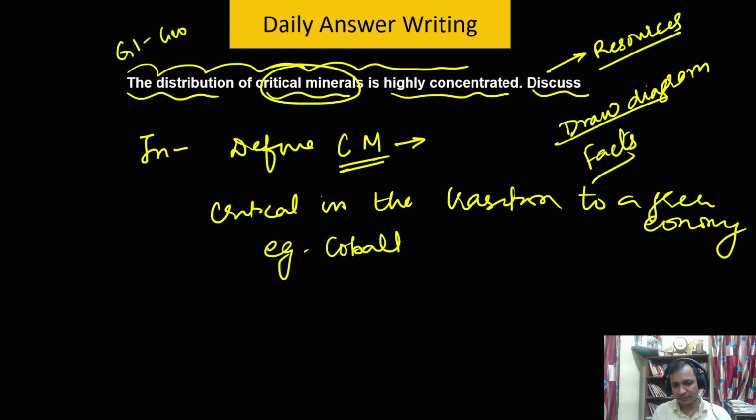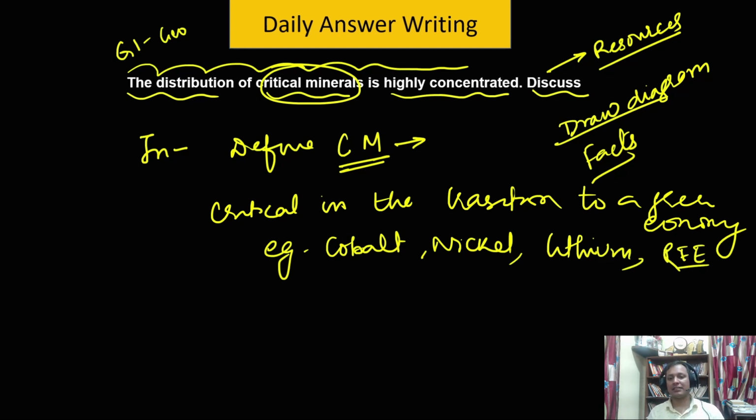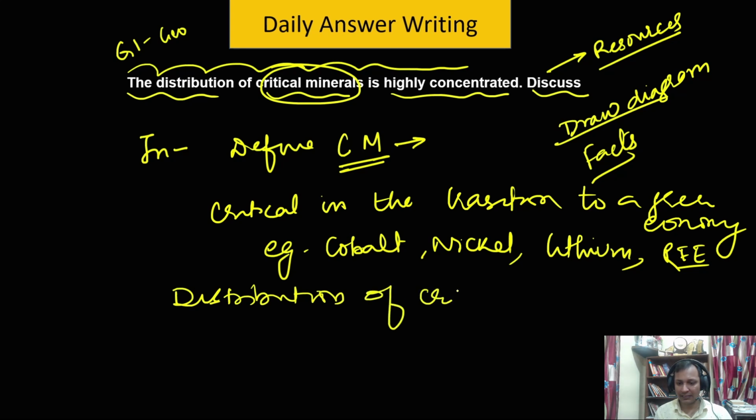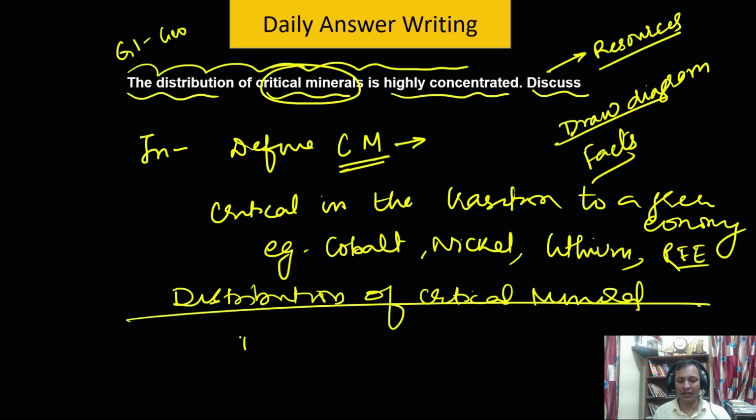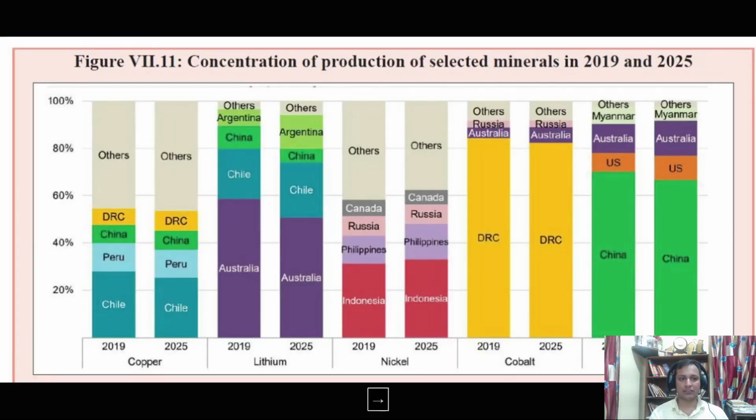Examples of critical minerals are cobalt, nickel, lithium, rare earth elements. These are called critical minerals. And then what you can do is give a heading here: distribution of critical minerals, and you can draw a map. You can draw a map of the world and show this. So let me just show you this.